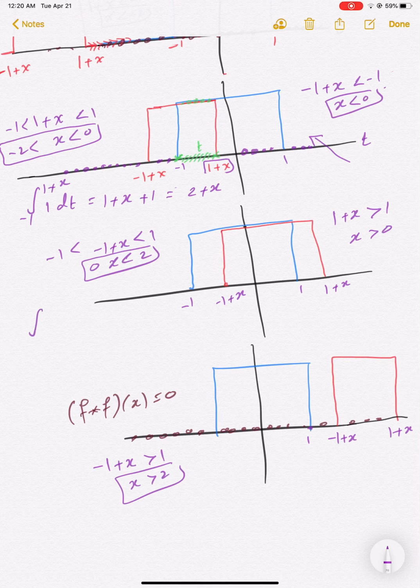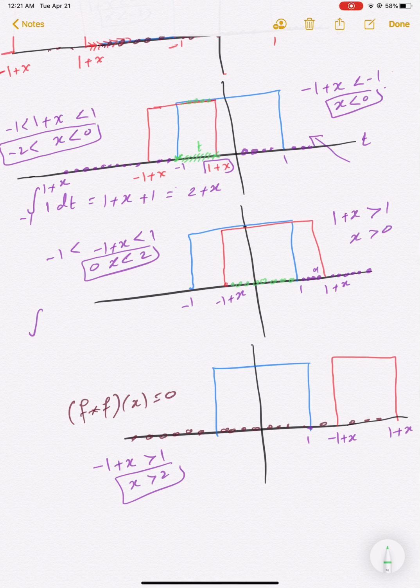And in this case, the integral becomes, now if you look at this figure here, if t was any value here, the product of the two functions is 0. Even if it was here, the product is still 0 because in this area, the red function is 1, but the blue function is 0. So when you multiply them, you get 0. The only region where the product of the two functions is not 0 is this green one.